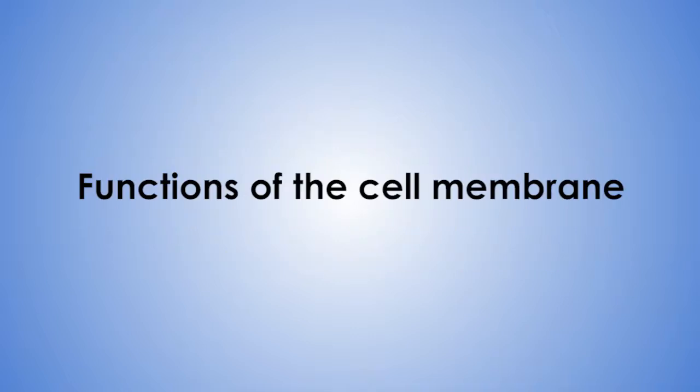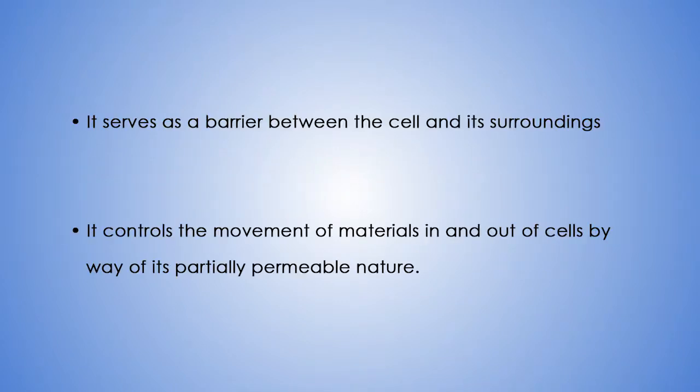Now let's look at the function of the cell membrane. It serves as the barrier between the cell and its surroundings. It controls the movement of materials in and out of the cells by way of its partially permeable nature.